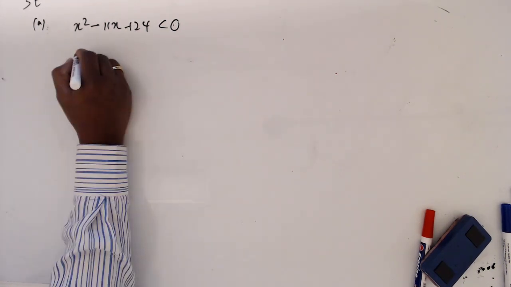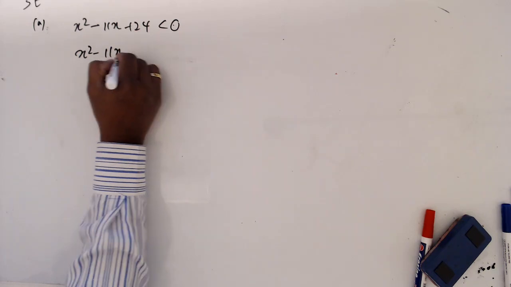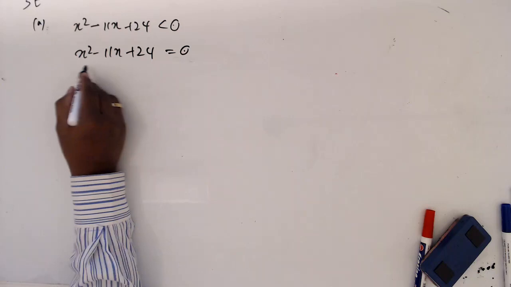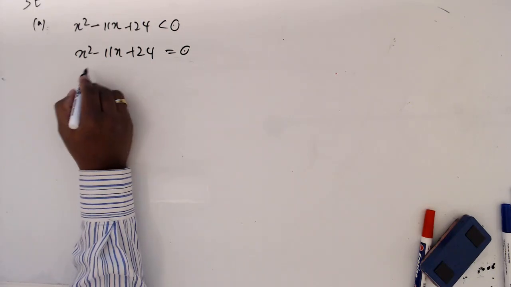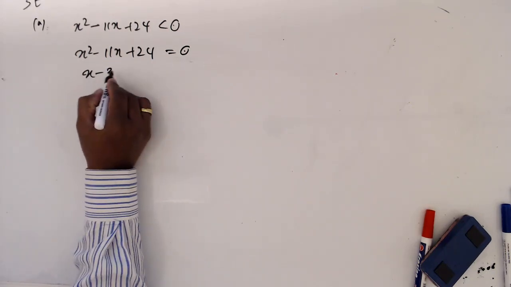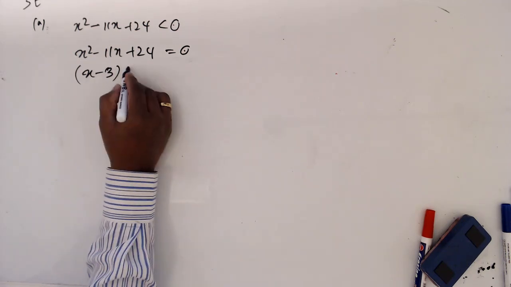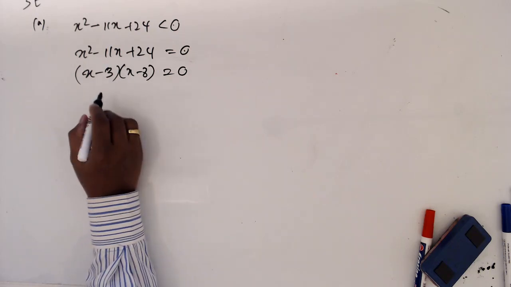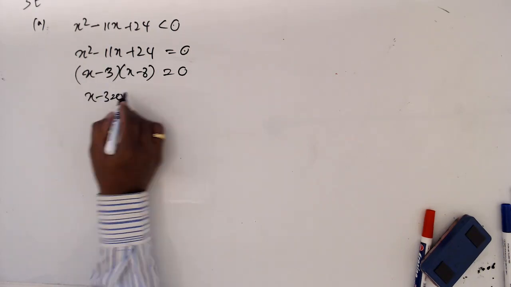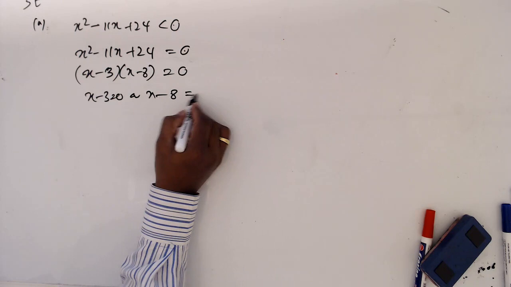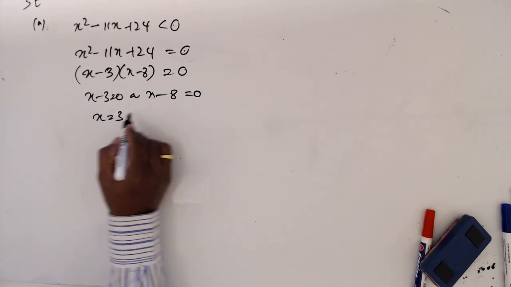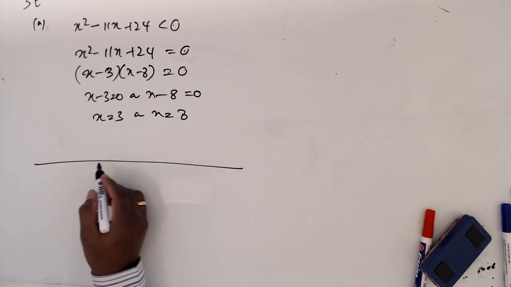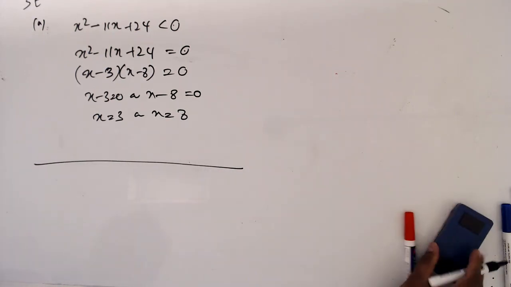First of all, I'll write the equation x square minus 11x plus 24 equals 0. Now we have to factorize: x minus 3 and x minus 8. Then x minus 3 equals 0 or x minus 8 equals 0, so x equals 3 or x equals 8. Now we can divide the number line.